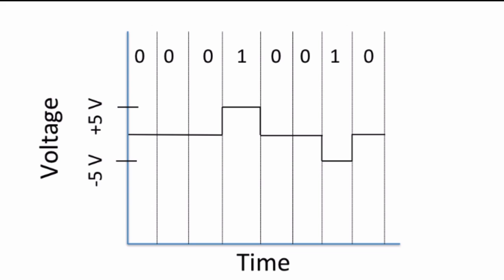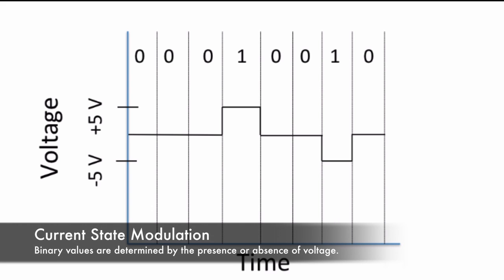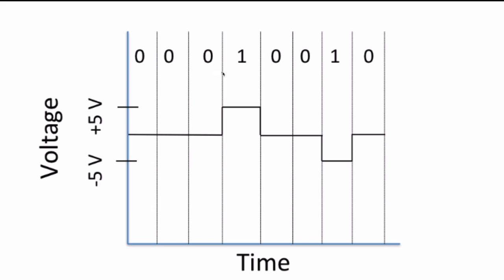This approach is referred to as current state modulation. You notice I have some individual vertical lines representing each time slot where each bit is going to be represented, and we can either be at 0 volts, we could be at positive 5 volts, or we could be at negative 5 volts. Right now, in this first time slot, we have 0 voltage, and 0 voltage could be interpreted as a binary 0. Again, this is called current state modulation.